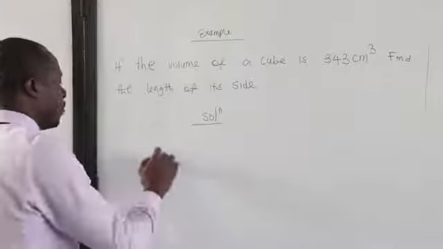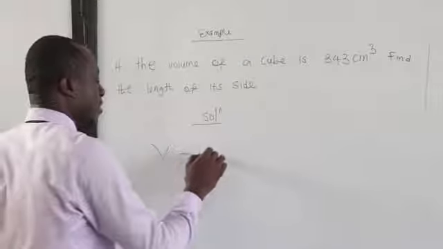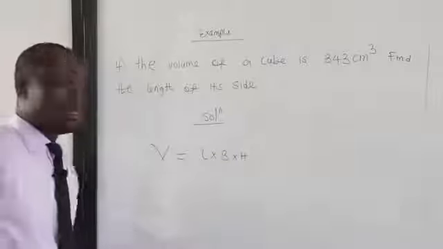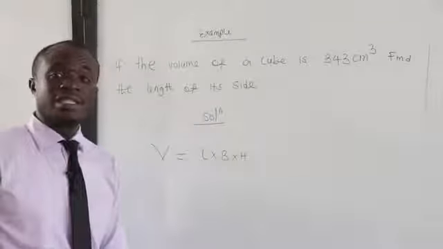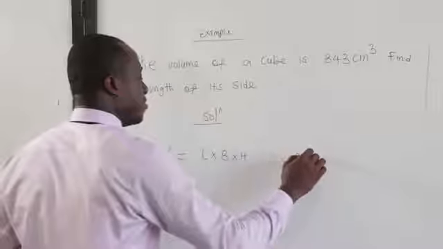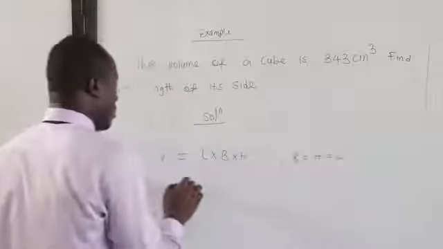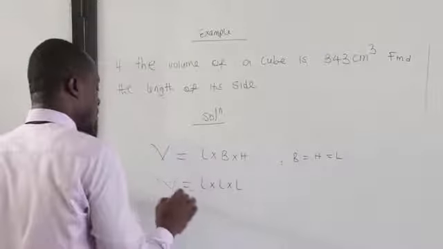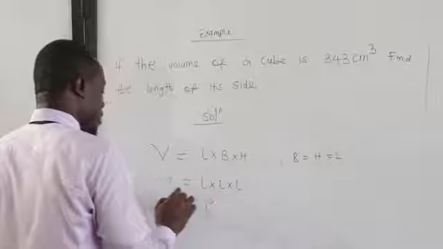Now, we know that volume, if it is a cuboid, is going to be length times breadth times the height. But in this case, the breadth, the height, and the length are all the same. So here we can see that L times L times L, and this is L to the power 3.